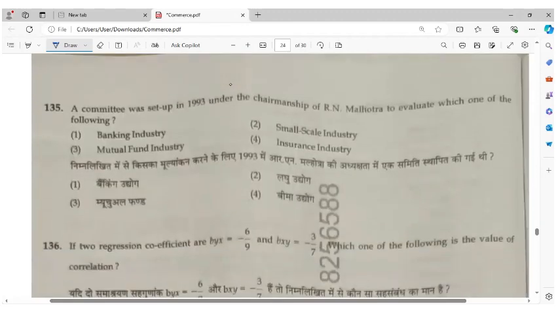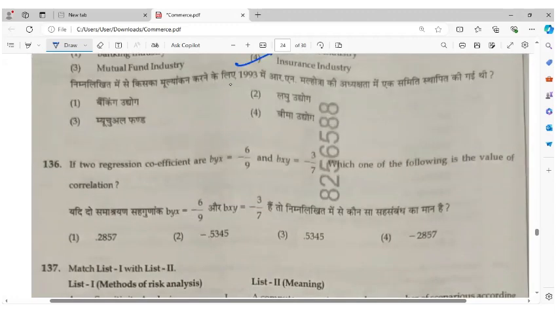Now the next one: a committee was set up in 1993 under the chairmanship of R. N. Malhotra to evaluate which of the following? Question 135 has option number 3, the insurance industry. Okay, the next one: in the regression coefficients, bXY is -6/9 and bYX is -3/7. Which of the following is the value of the correlation?